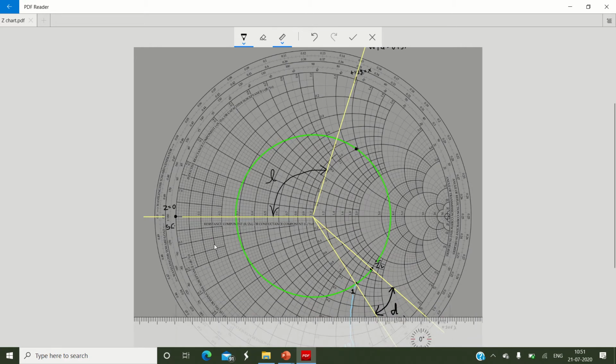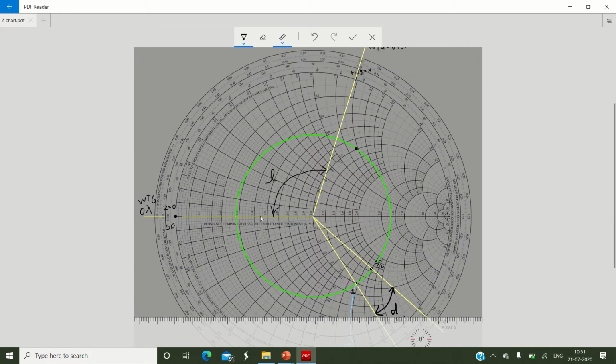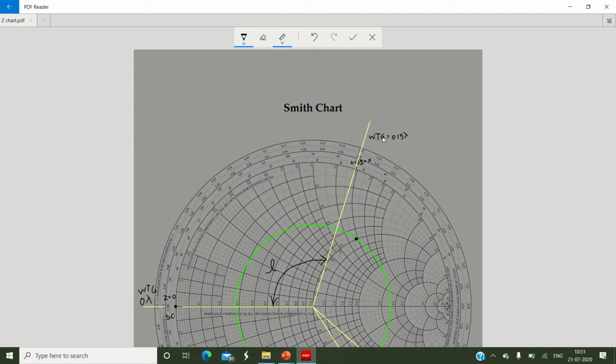What is the WTG at this starting point, at Z equal to 0? We are starting from this line, so we need to take WTG equal to 0 lambda, because this straight line is located at this distance. So here the reading is 0 lambda. What is the reading of WTG here? 0.5 lambda. If you take the difference between these two WTG readings, you will get the length.